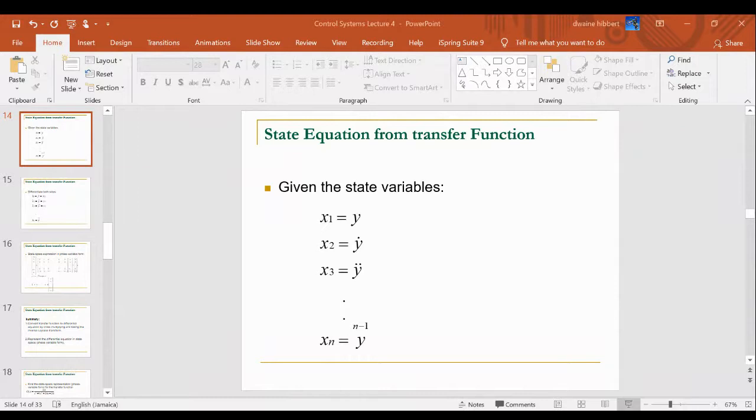Right, so we did a state space model. Let me go back to what the state space model looks like. This is the general format for the state space model. We have the state equation and the output equation. We discussed the different elements in this model: A, B, C, and D, which are the system matrix, input matrix, output matrix, and the feed forward matrix.